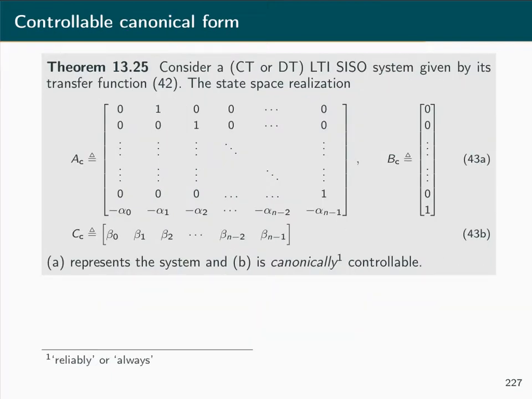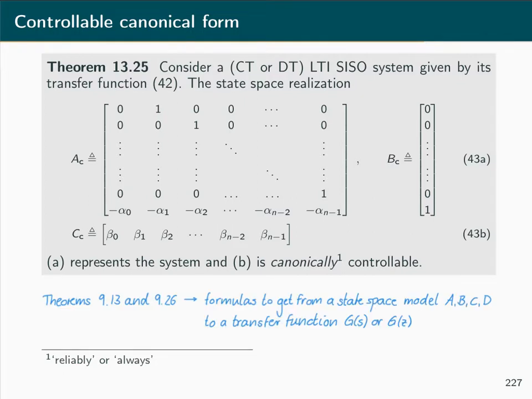On this slide, we introduce a special type of state space realization called the controllable canonical form. To understand the meaning of this, first recall that in theorems 9.13 and 9.26 in chapter 9, we have obtained formulas to get from a state space model, meaning the matrices A, B, C, and D, to a corresponding transfer function of the system, g of s in the continuous time case or g of z in the discrete time case. And in fact, these formulas hold for the MIMO case.